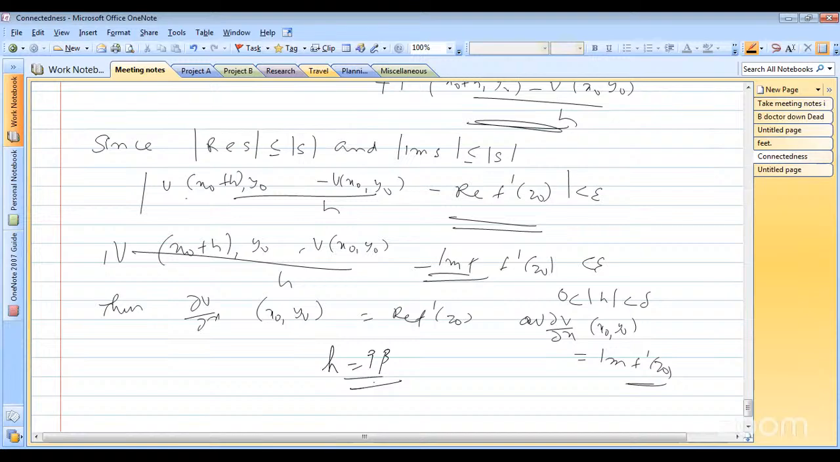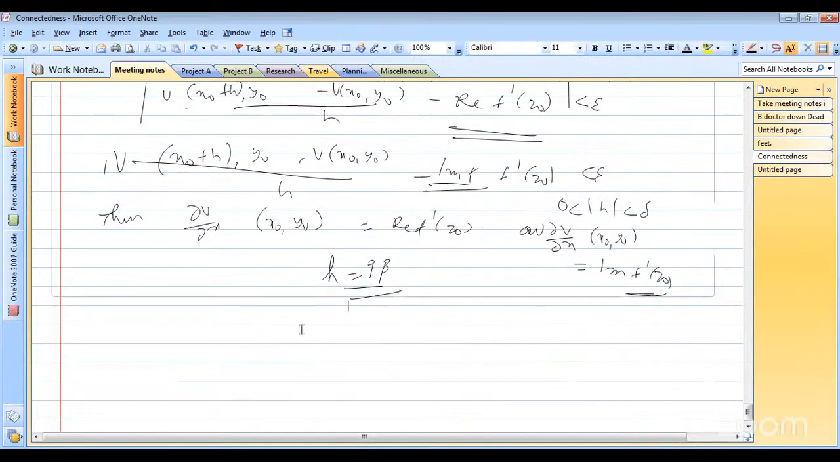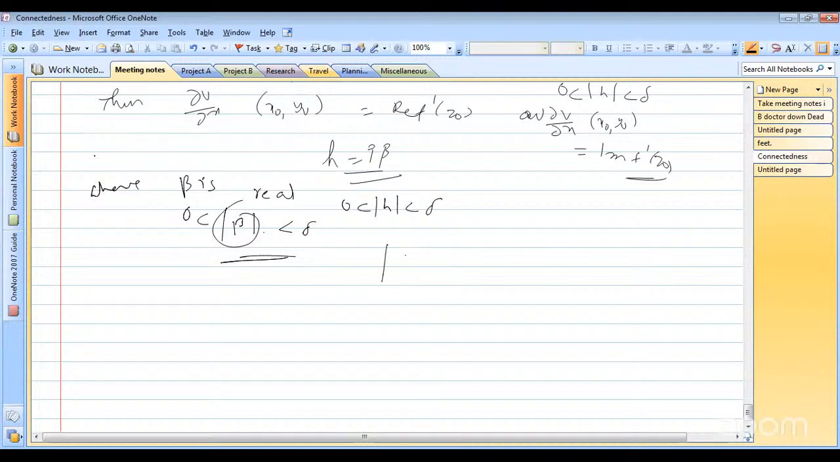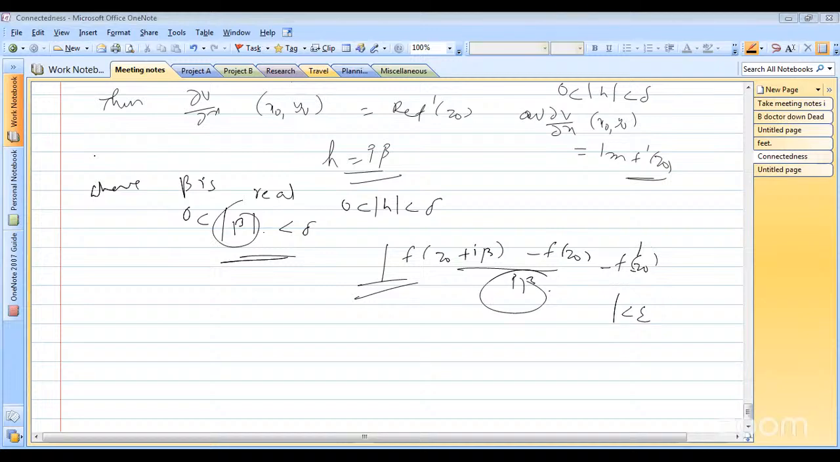So therefore, here we take 0 less than modulus of beta less than delta. So we are taking h equal to i beta, which means 0 less than modulus of beta less than delta. So therefore, f of z naught plus i beta minus f of z naught, with i beta in the denominator, minus f dash of z naught is less than epsilon. That is the condition of less than epsilon.